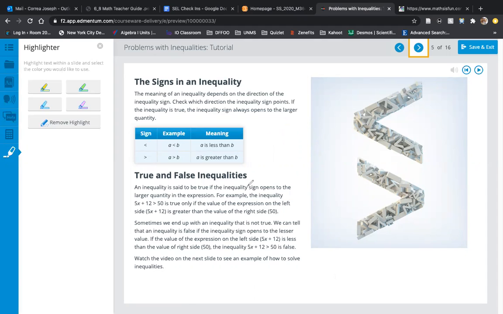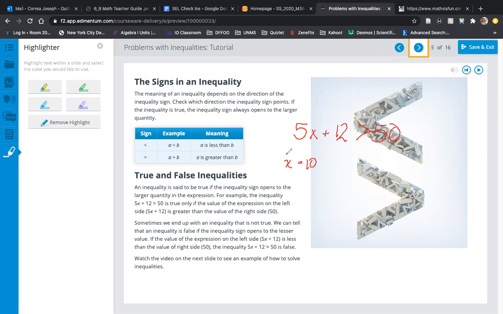So again, with inequalities, we try to figure out when an inequality is true or when an inequality is false. So for this example that they're giving us here, let's look at the inequality 5x plus 12 is greater than 50. So the idea is we're going to try to figure out when a value of x makes this inequality true. So for example, let's just say I picked a big number, a number like x is equal to 10.